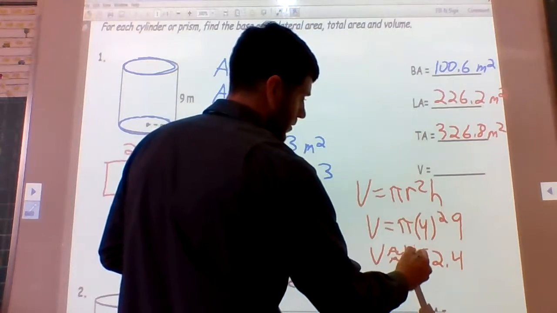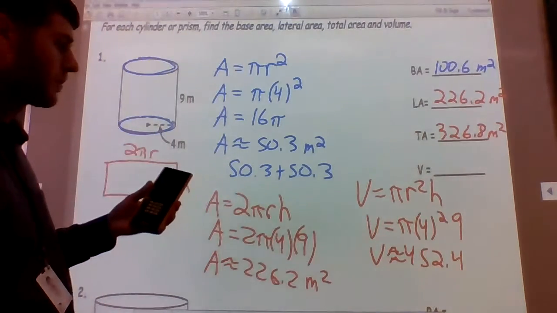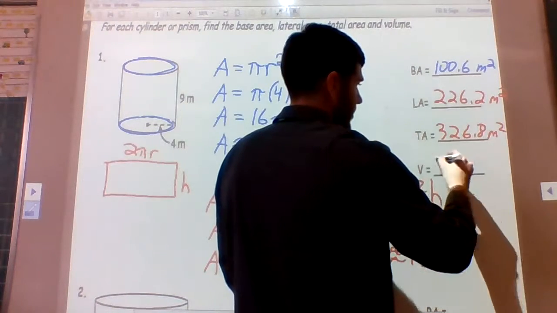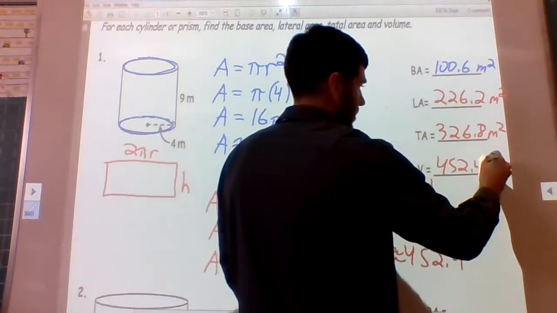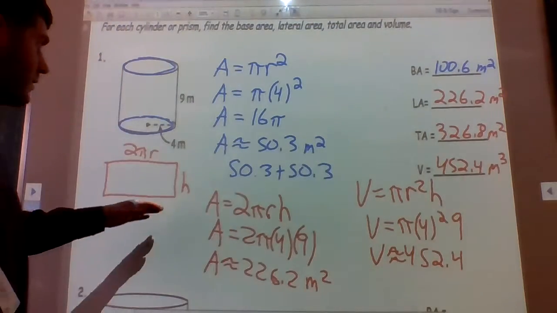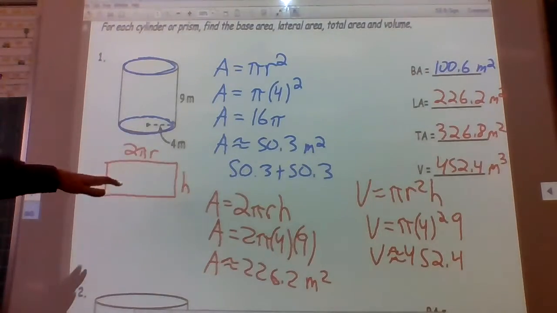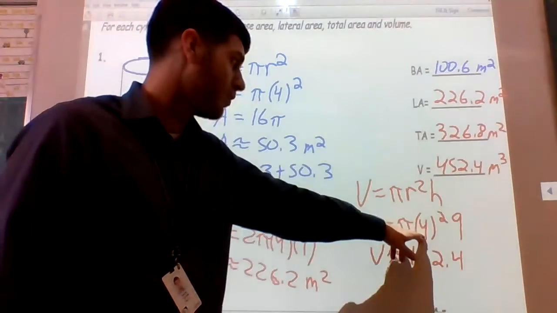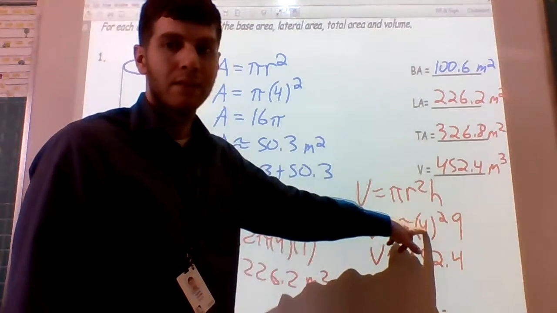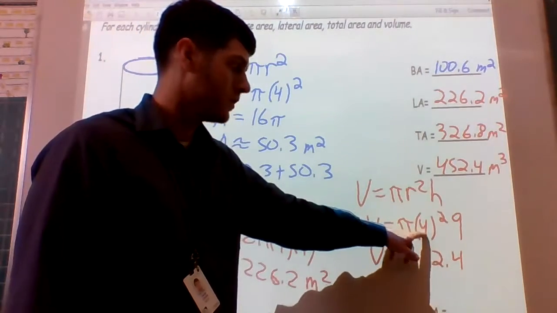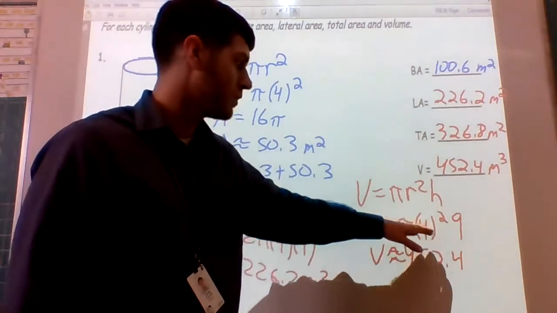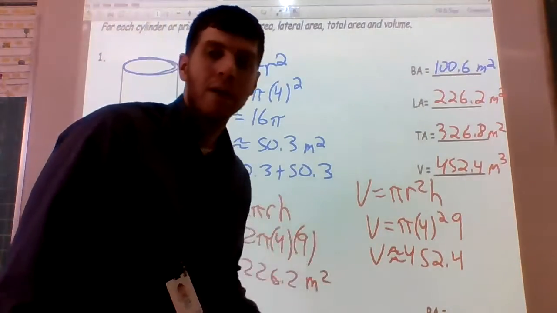Approximately 452.4, and the units are meters cubed, because volume is three-dimensional. You have 3 dimensions, right? You have 4 meters times 4 meters is 16 meters squared. 16 meters squared times 9 meters is 144 meters cubed. Then 144 meters cubed times pi is 452.4 meters cubed.